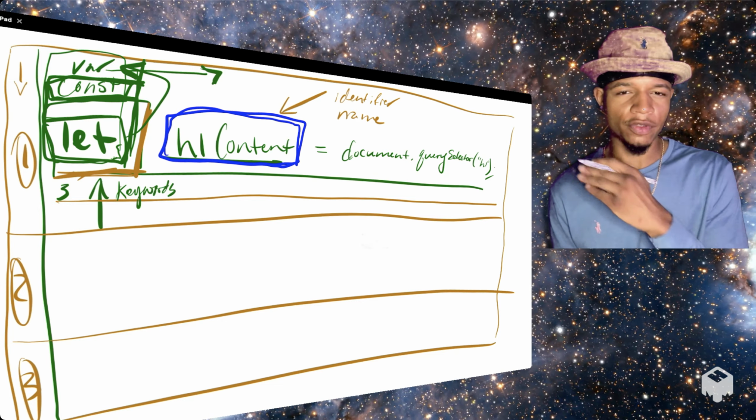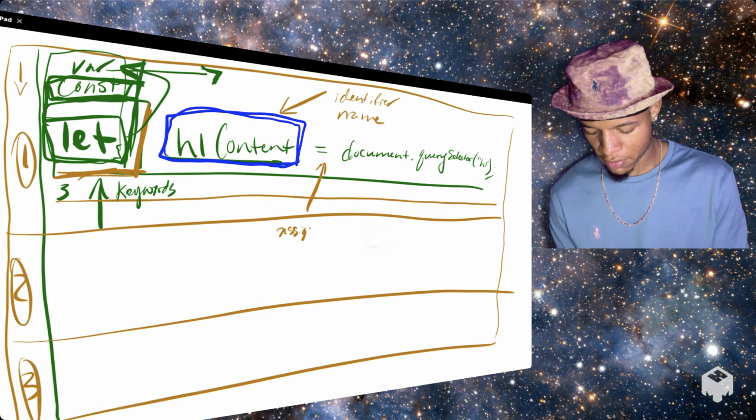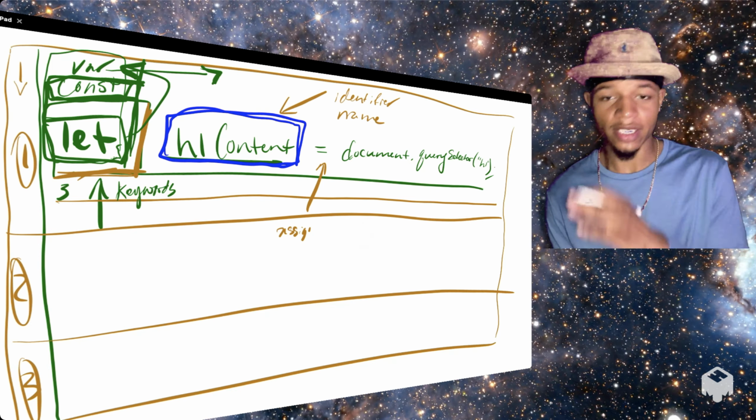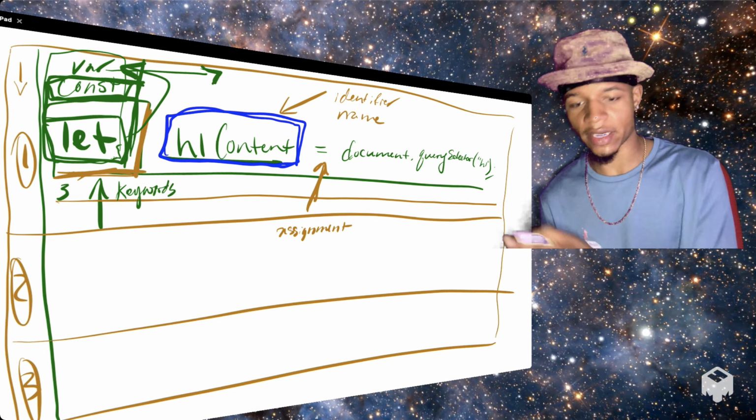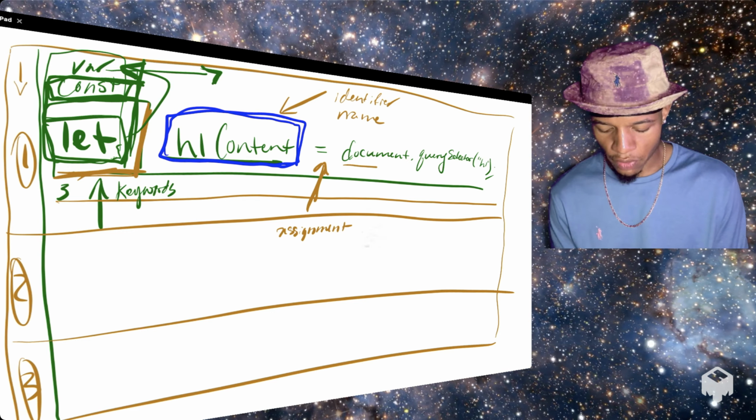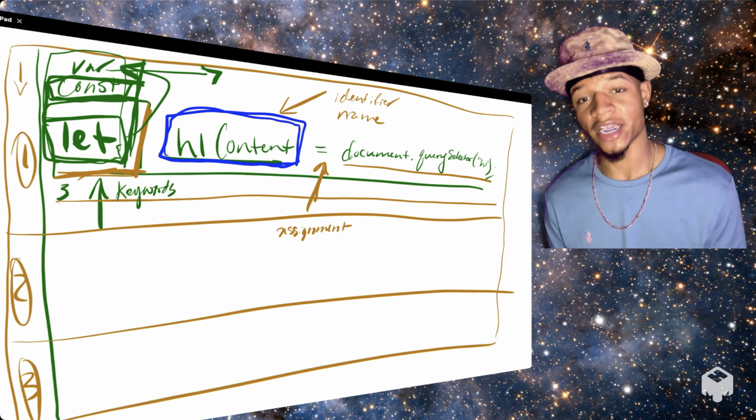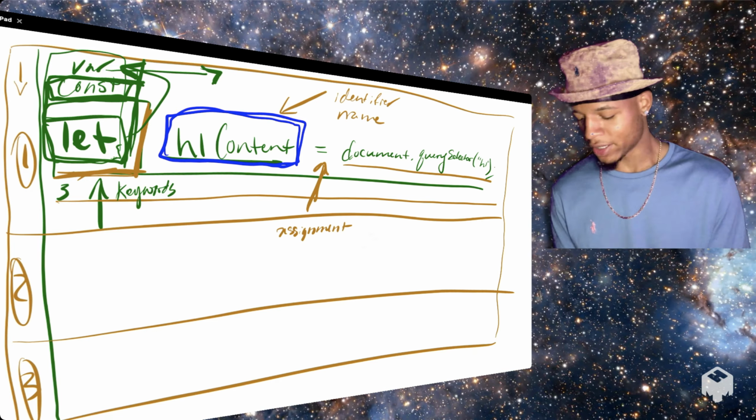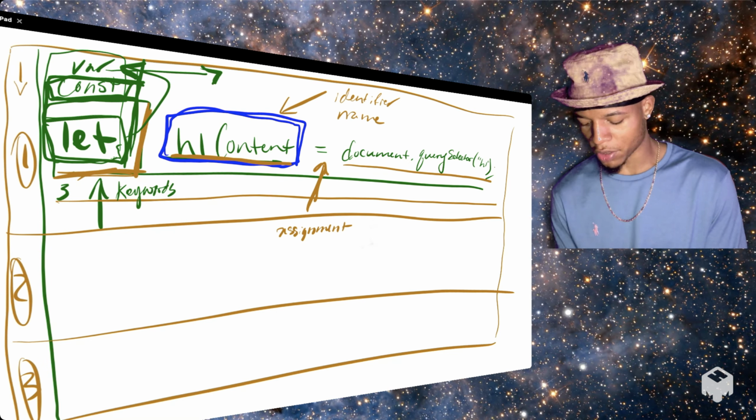If you look on the right-hand side of the assignment operator, the assignment operator is going to assign the data that's on the right-hand side of it to the variable on the left-hand side of it. On the right-hand side, you see we have document.querySelector, and we're selecting h1. In the last video, I told you that this is going to select the h1 tag. Therefore, I create a variable titled h1Content.